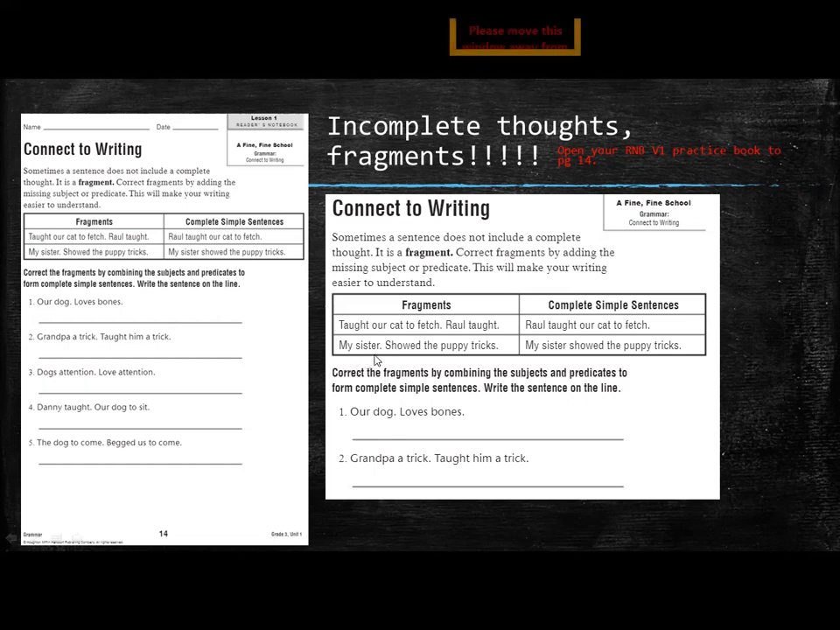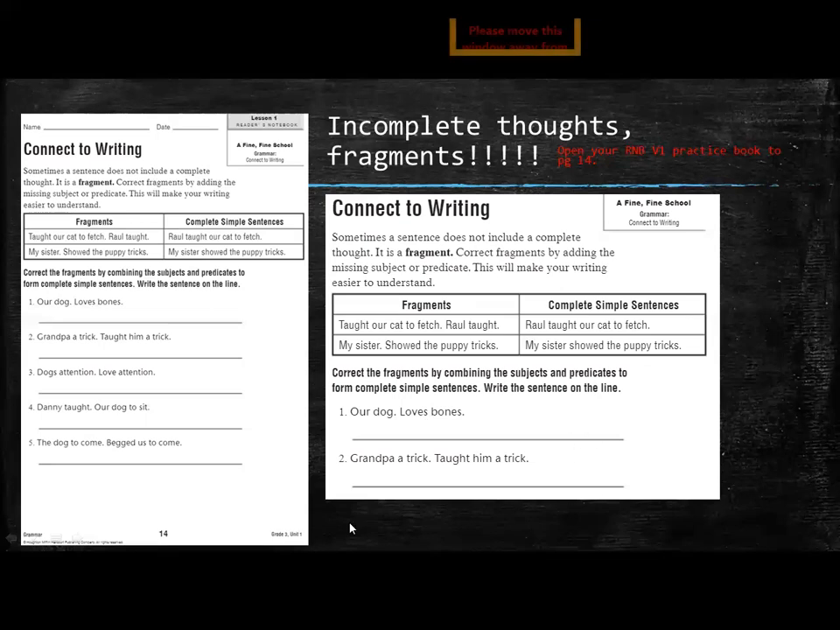Now check this one out. My sister, full stop, showed the puppy tricks. Okay, well, it's pretty simple. I can combine these two sentences into one. So these fragments of thoughts get combined, and this is how it comes out to be. My sister showed the puppy tricks. Great. So now let's try to fix these. Correct the fragments by combining the subject and predicate to form complete simple sentences. Write the sentence on the line.